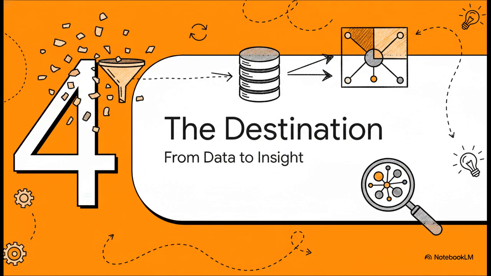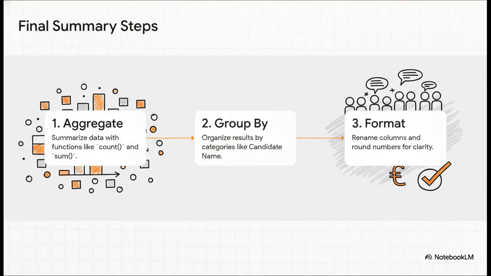Okay, we're in the home stretch. Our data is now clean, it's unified, and it's enriched. We are on the final step, aggregation. This is where we roll up all those individual records to finally reveal the high-level story that's been hiding inside all along. The goal here is pretty simple.